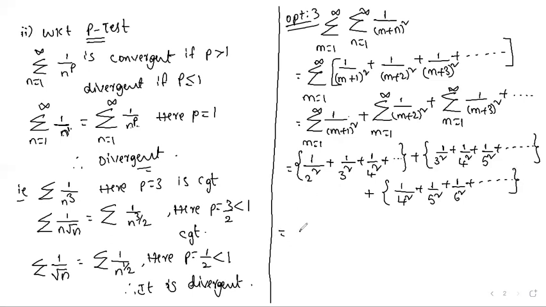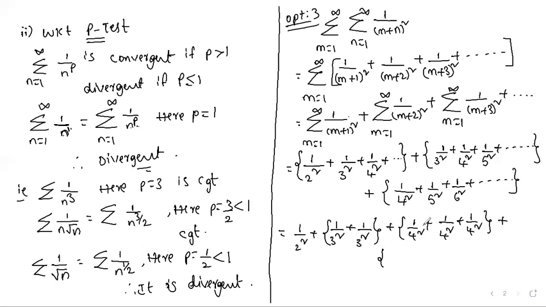Now this can be written as 1 by 2 square plus, here see, 1 by 3 square, and one more 1 by 3 square here. So we can write 1 by 3 square in one bracket, and 1 by 4 square plus again 1 by 4 square plus again 1 by 4 square, and so on, plus 1 by 5 square plus 1 by 5 square plus 1 by 5 square plus, and so on.